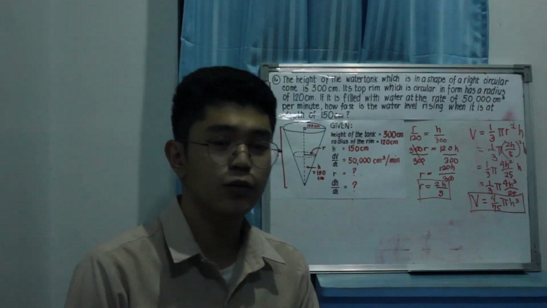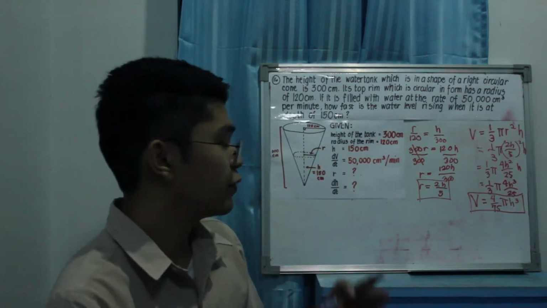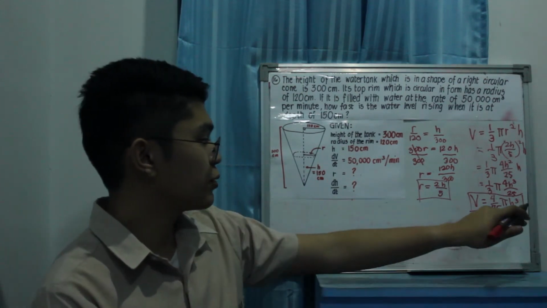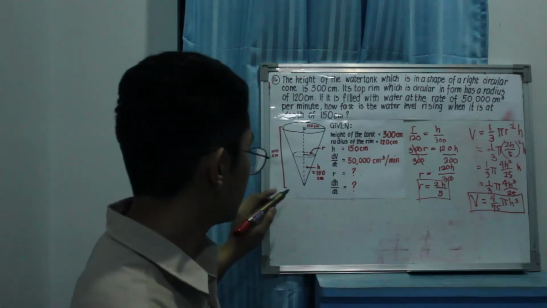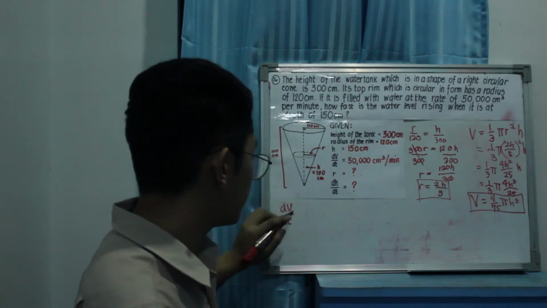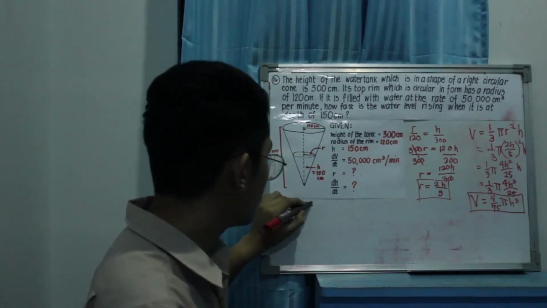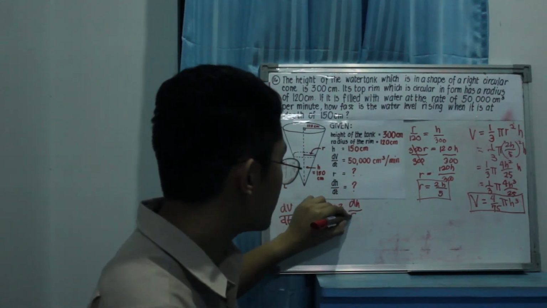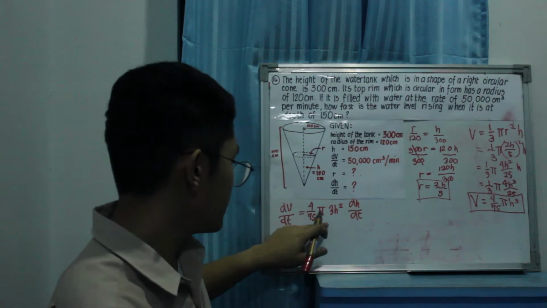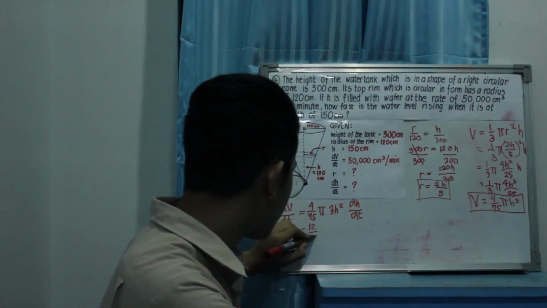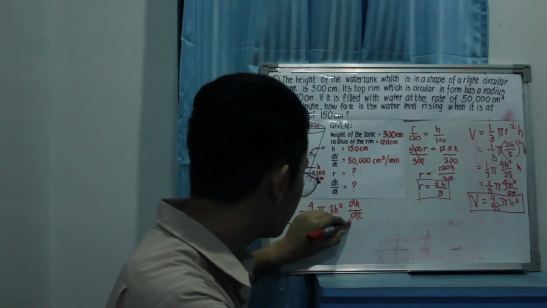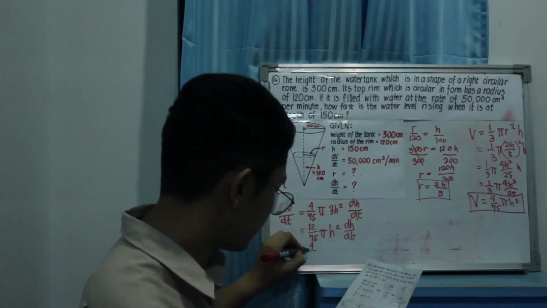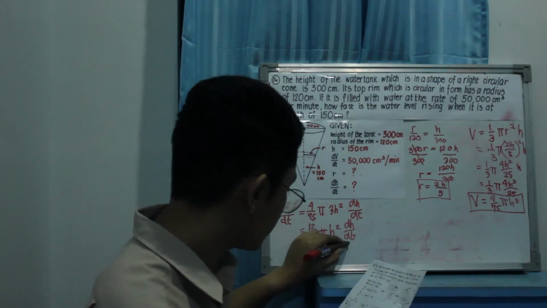The next thing we need to do is to get the value of the derivative of h in terms of time. In order to do that, we need to get the derivative of the volume. The derivative of the volume, which represents dV over dt, equals 4 over 75 pi times 3h squared times dh over dt. You can still multiply this. It will become 12 over 75 pi h squared times dh over dt. You can still simplify this. It will become 4 over 25 pi h squared times dh over dt.